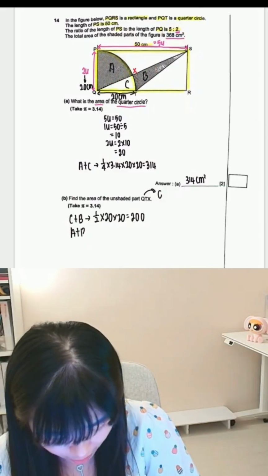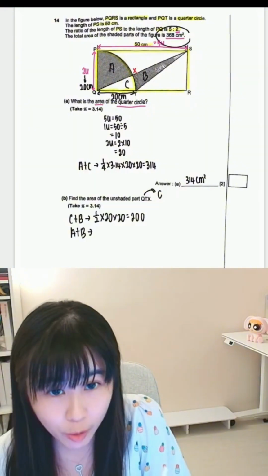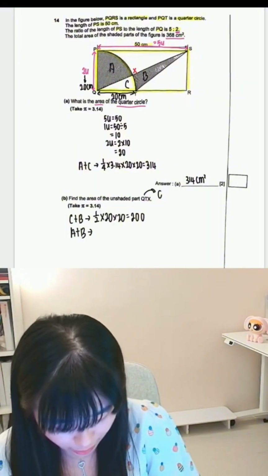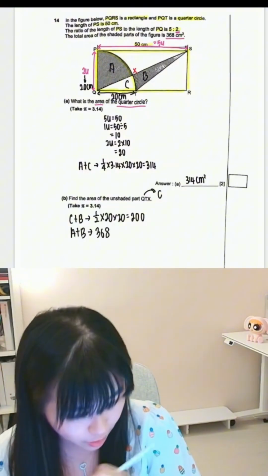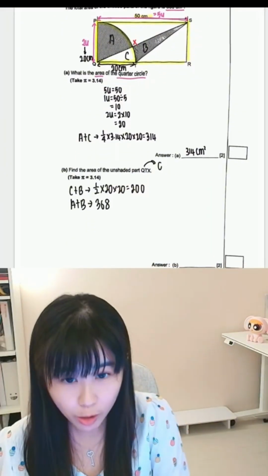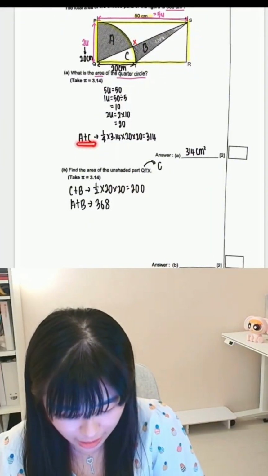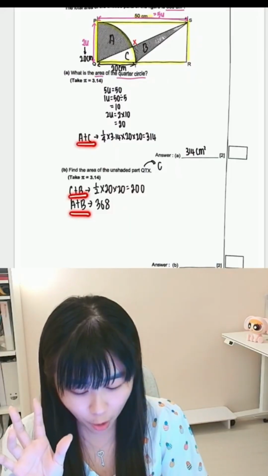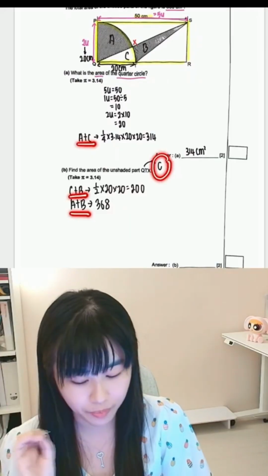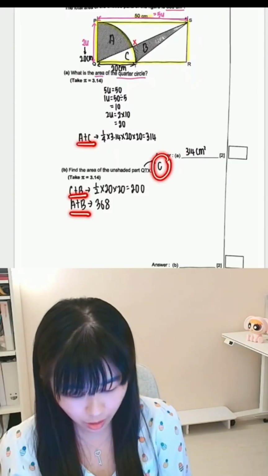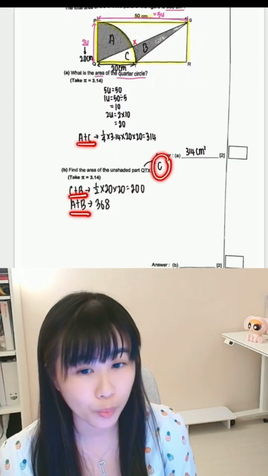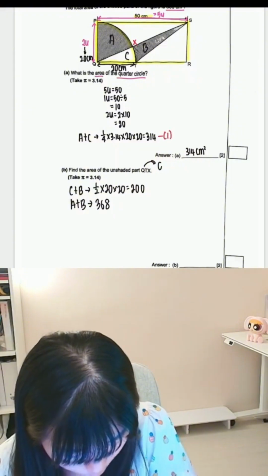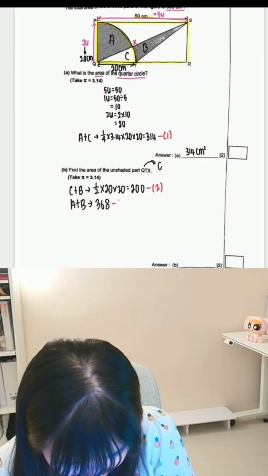From the question, I hope you can all see I'm not getting this out of nowhere: 368. Now look at these three clues: A and C, C and B, A and B. What can you do at this point? Remember, I only want the C. How about I label this as equation 1, this as number 2, and this as number 3?